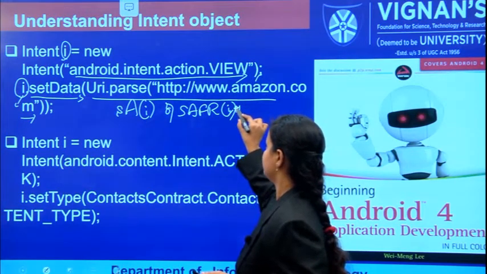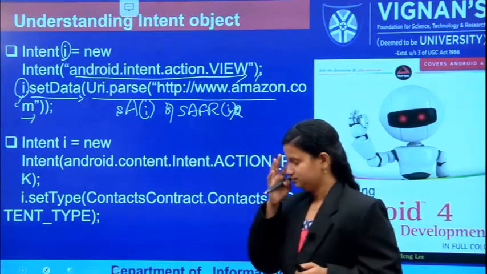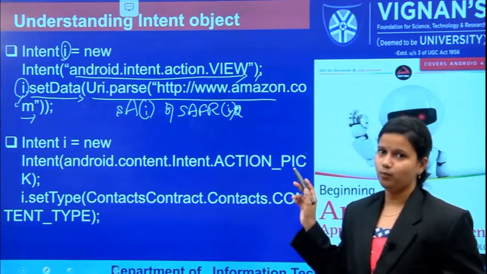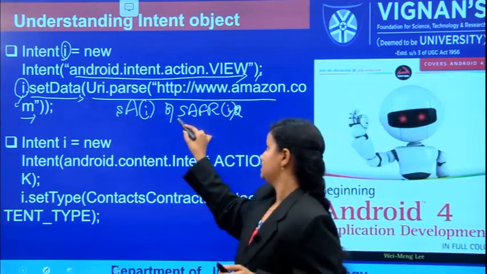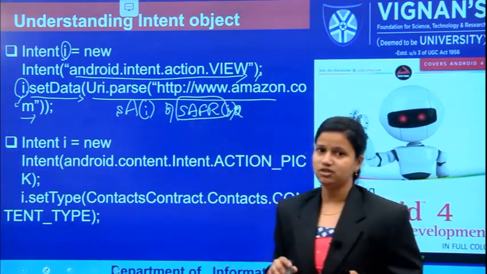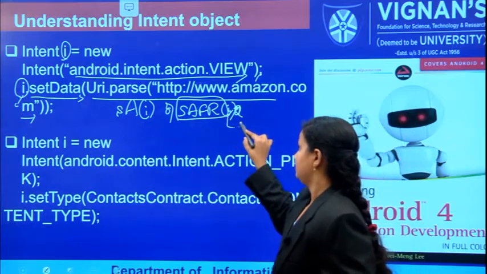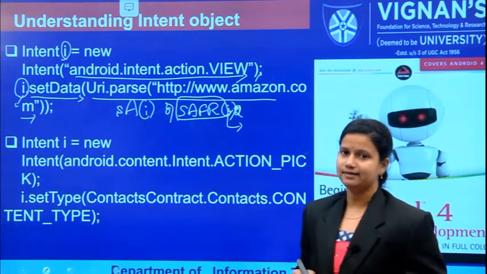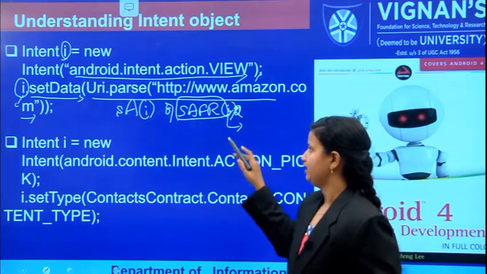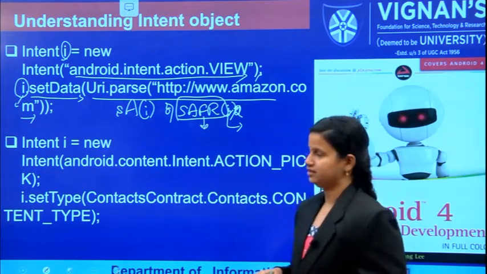So the request code is important while you are using start activity for result. That means you require a result from another activity. In that situation, it will call start activity for result.